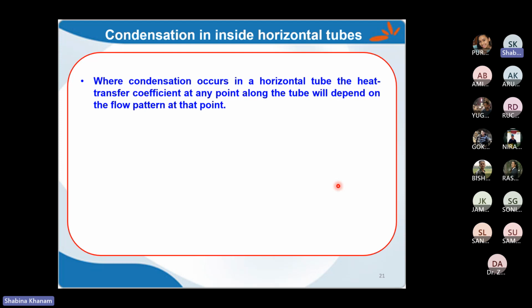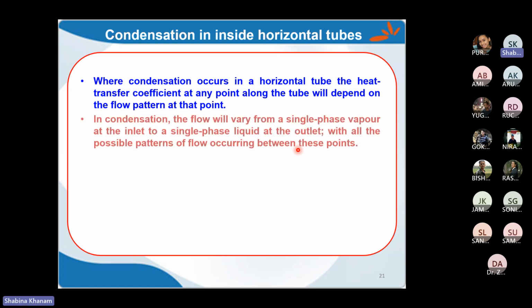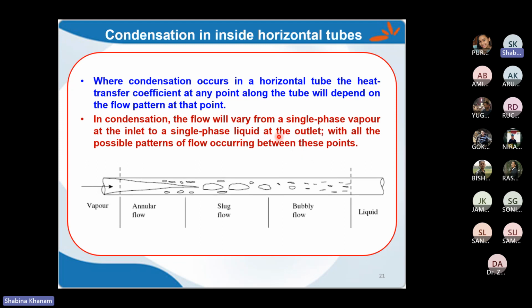When I am considering condensation occurring in a horizontal tube, the heat transfer coefficient at any point along the tube will depend on the flow pattern at that point. Outside the horizontal tube, we have already discussed. Now, inside, you have a continuous variation in flow pattern from inlet to outlet.